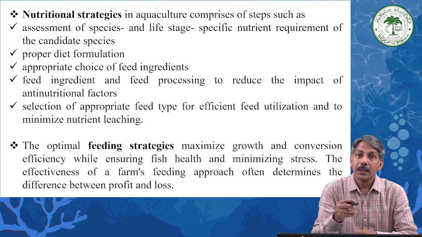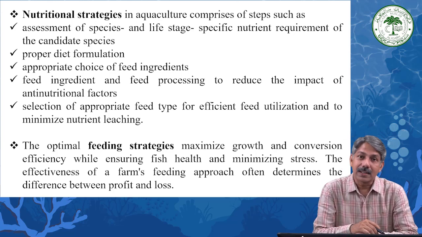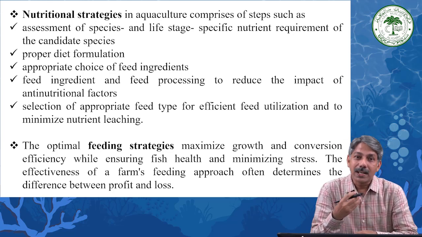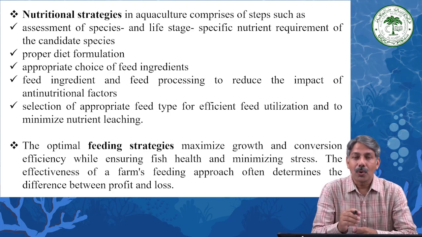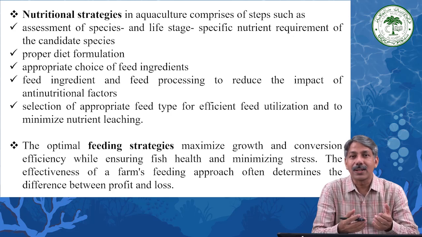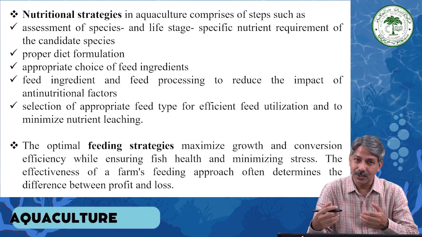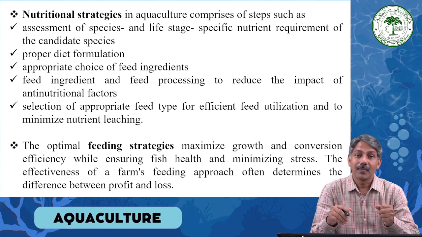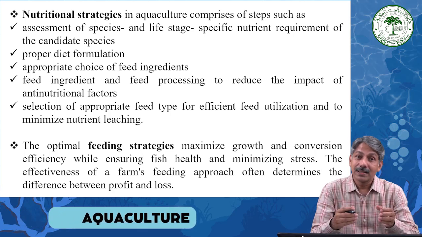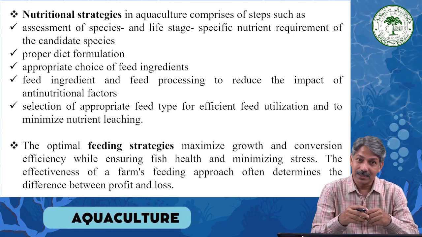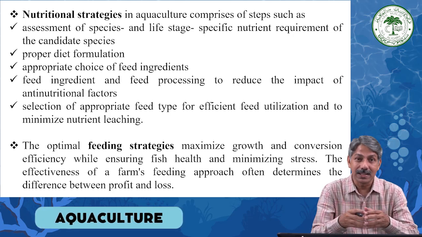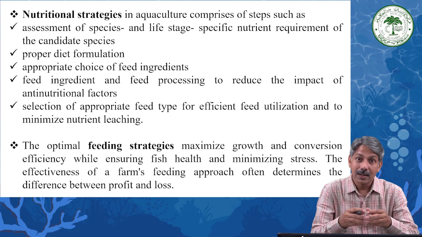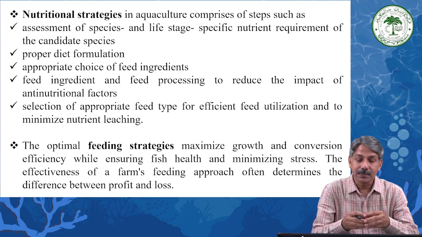Ideally, if we are providing food to the fishes in our pond, that food should have all the nutrients required by that particular candidate fish species, and that feed should also be palatable to the candidate species. They should like to feed on it, so there should be enough feed attractability towards that candidate fish species. I will explain all this in later slides.